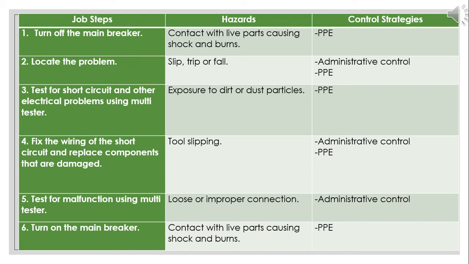Job step number 5: Test for malfunction using a multi-tester. Hazard: Loose or improper connection. Control strategies: Administrative control.